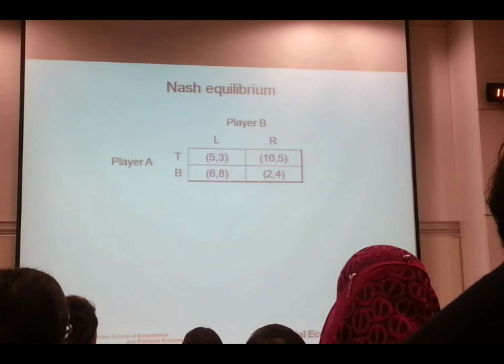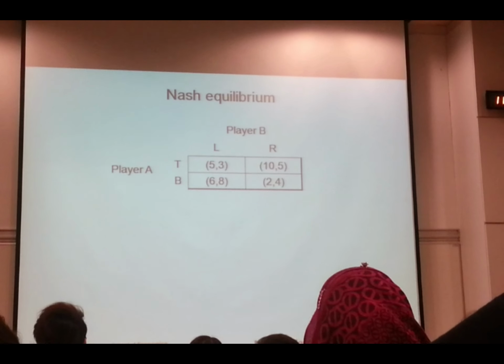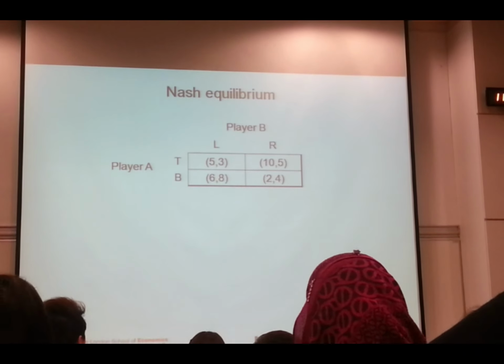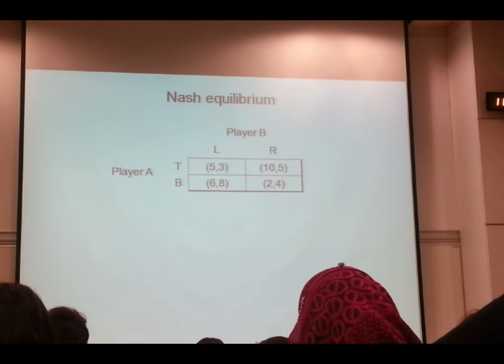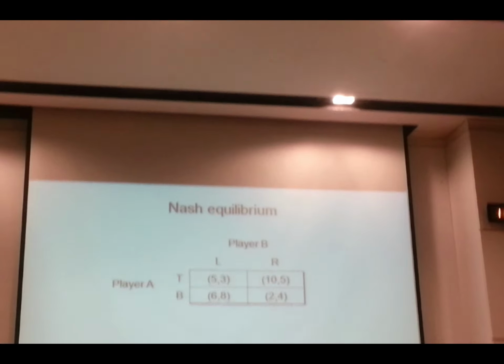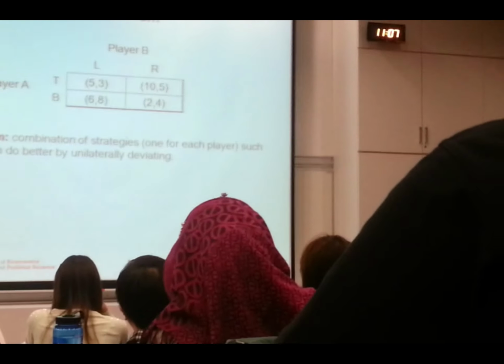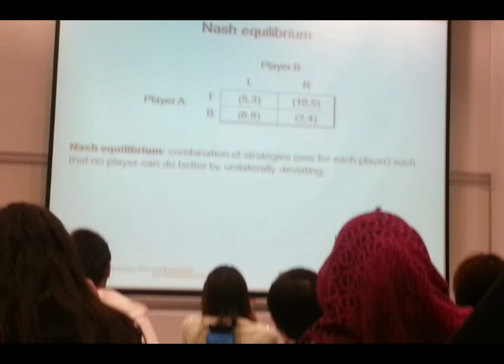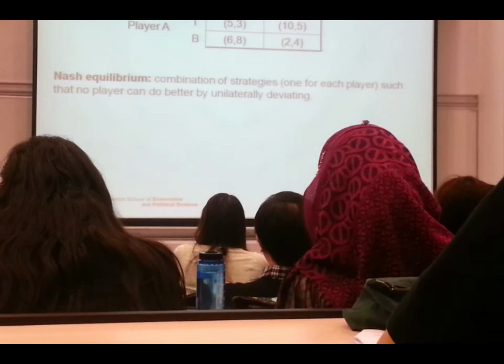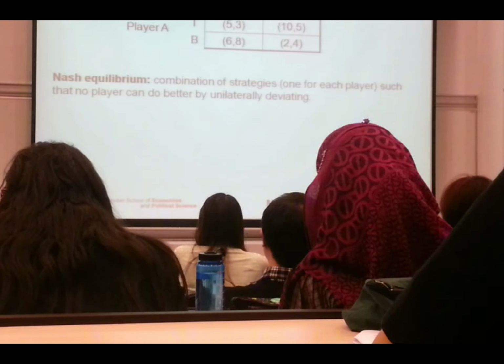Now, we talked about an equilibrium just now. So what does it mean to be an equilibrium? What does an equilibrium mean? A Nash equilibrium is a combination of strategies, one for each player, such that no player can do better by deviating unilaterally.